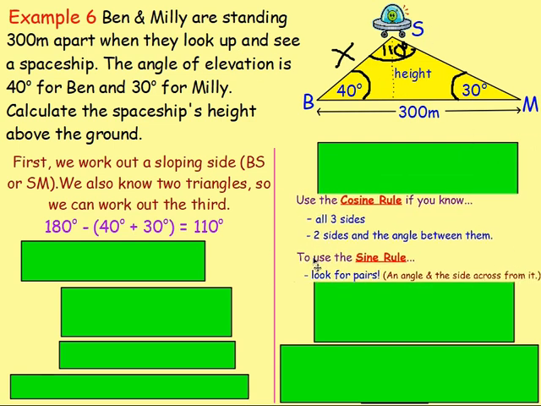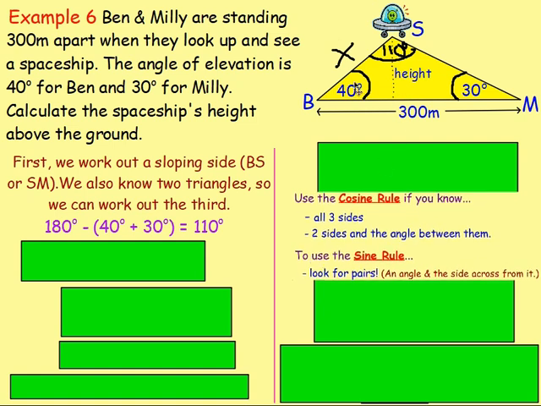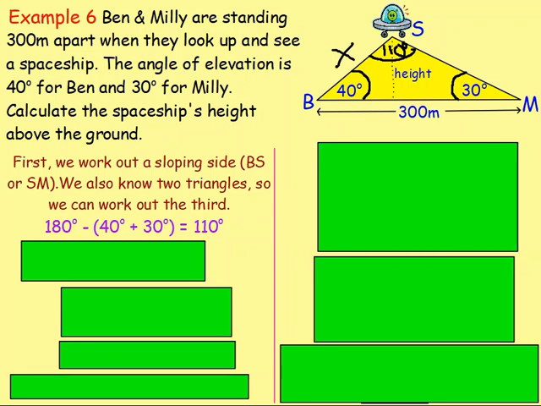Think, well, use the cosine rule if you know all three sides. Yep, we still don't know all three sides. Two sides and an angle between them? Well, we don't know two sides and an angle between them, so it's definitely not the cosine rule. What we can do is use the sine rule. And when it's the sine rule, we look for our pairs.